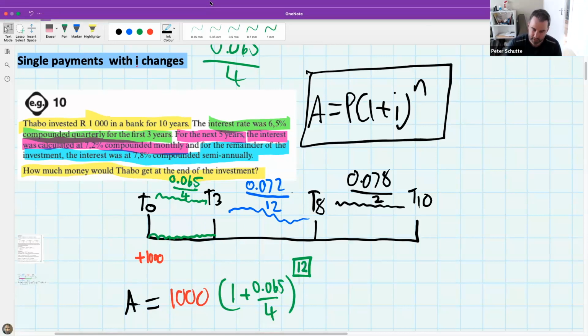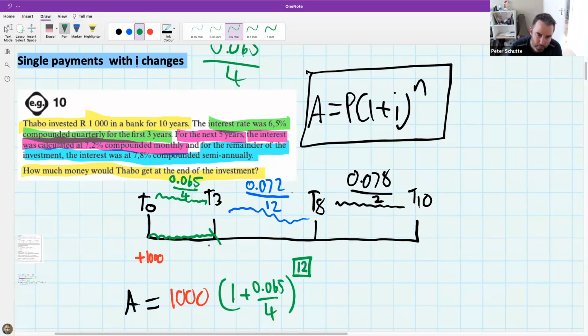Okay, now, if the question said, stop at that point, you could put the value that you've got here in your calculator and you would get a value. But the question doesn't stop here. It doesn't want to know how much is in the bank account after 3 years. It wants to know to T10. So what I'm going to do is grow it a little bit more. And what's going to happen is this value over here is going to be the input.